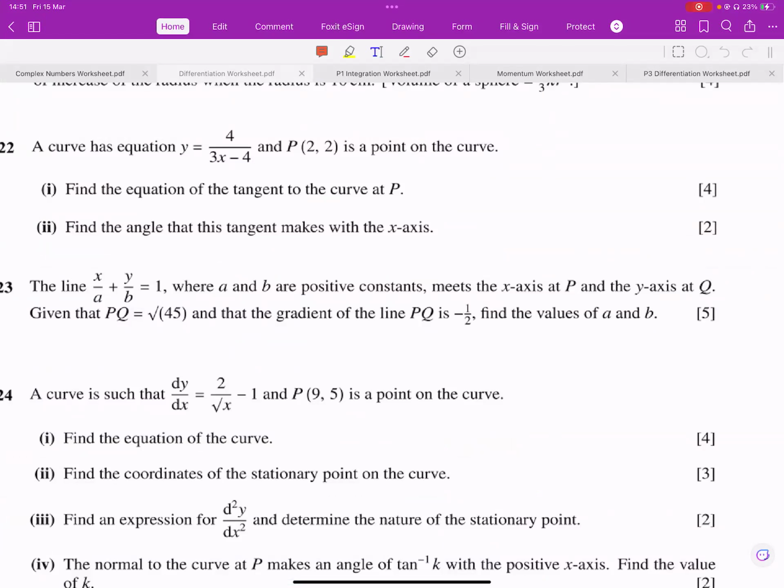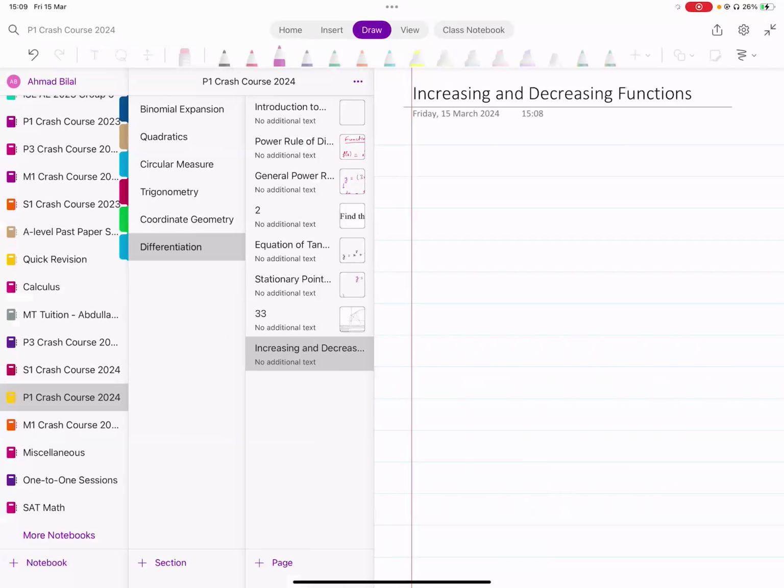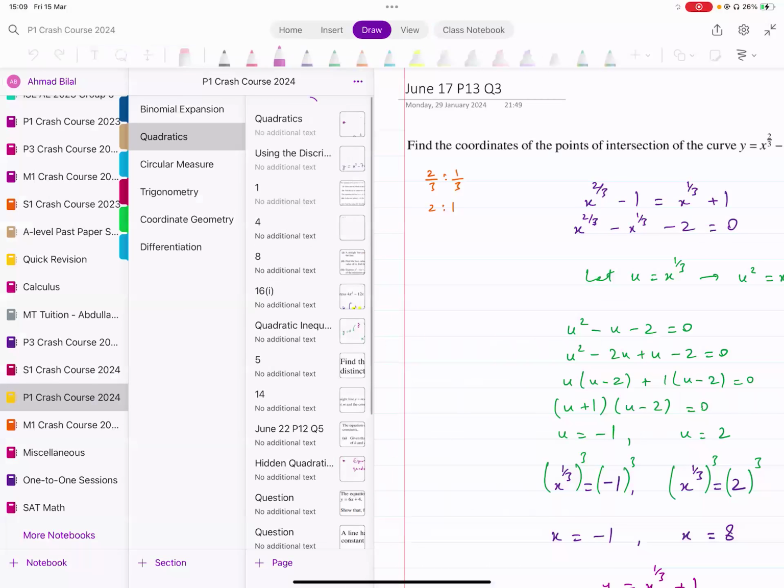Okay, so let me start with this. Increasing and decreasing functions. Now, we actually briefly talked about this in quadratics before as well, in the second topic that we did. We talked about this briefly there as well. Let me just remind you about it.